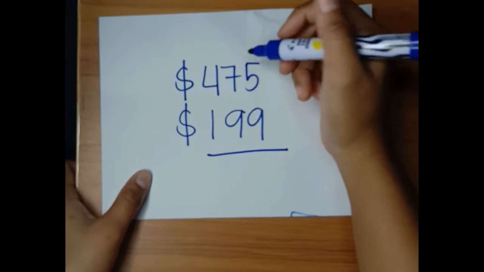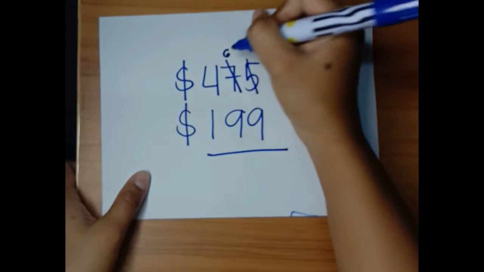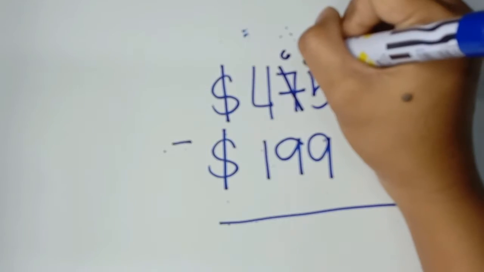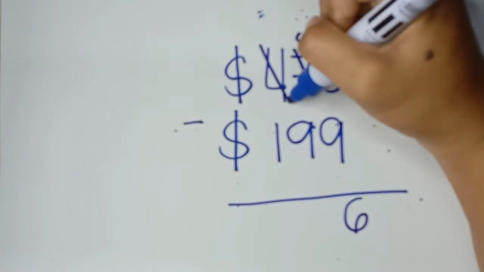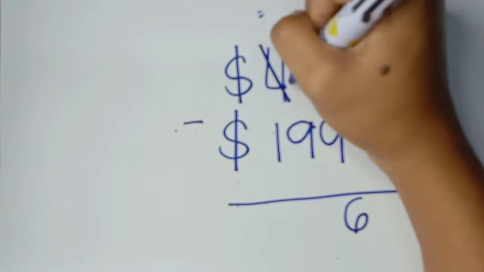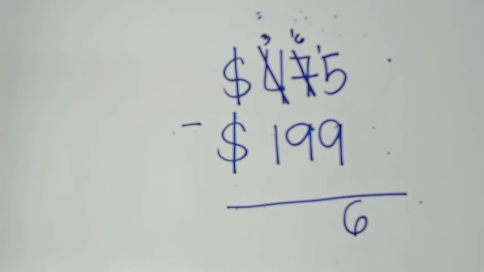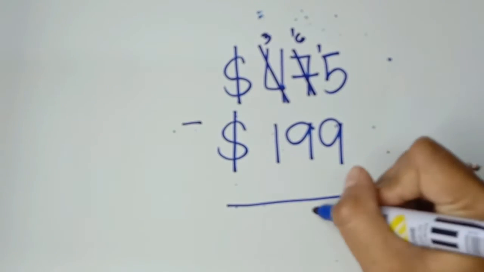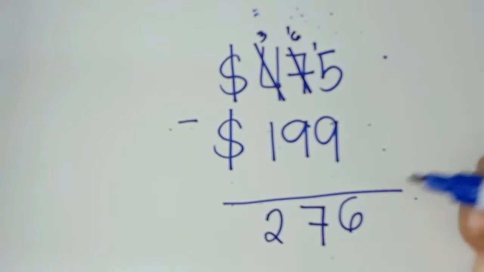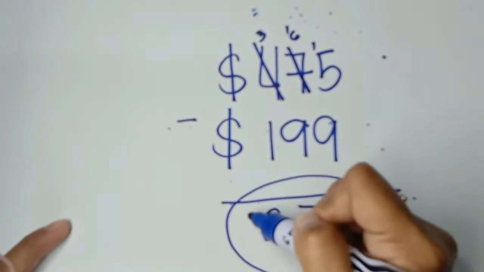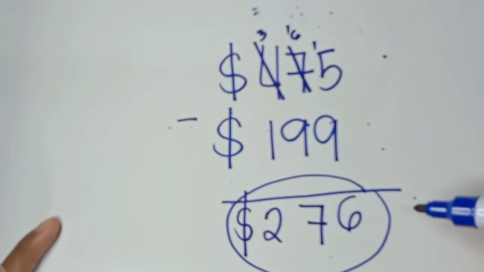So let's subtract this one. 5 minus 9 cannot be. So let's borrow here in 7. This 7 becomes 6. This 5 becomes 15. 15 minus 9 is equal to 6. 6 minus 9 cannot be. So let's borrow here again in 4. This 4 becomes 3. And this becomes 16. 16 minus 9 is equal to 7. And 3 minus 1 is equal to 2. So $276 is what John was able to save in buying a speaker.